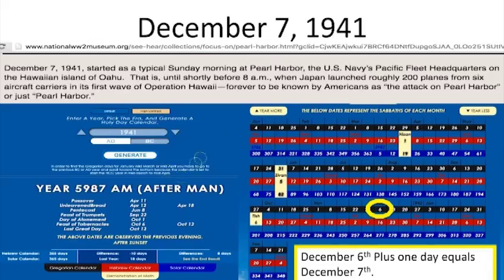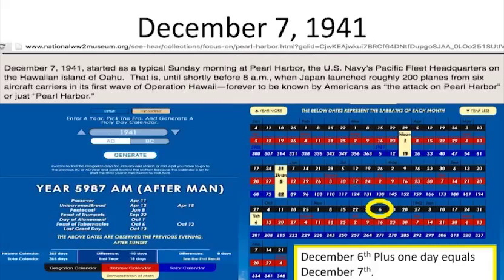And so the second calendar that you're going to see here is for December 7th, 1941. Now, if we enter that into that cell here, 1941 AD, and generate, we're going to produce the calendar that we see to the right. Now, December 7th, 1941 started on a typical Sunday morning at Pearl Harbor. That's when the Japanese attacked the United States. We should be able to see in the calendar generator that it generates an accurate date for that Sunday.